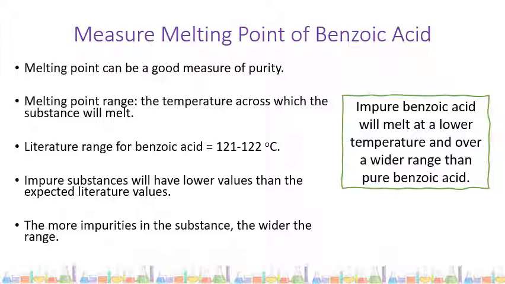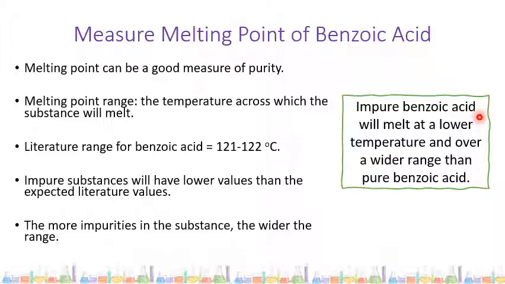The reason we do this is because melting point can be a very good measure of the purity of a substance. Oftentimes in a lab they will have a database which will have the melting point range of any number of substances. And the melting point range is the temperatures across which a substance will melt. For example, for benzoic acid, it's between 121 and 122 degrees Celsius.